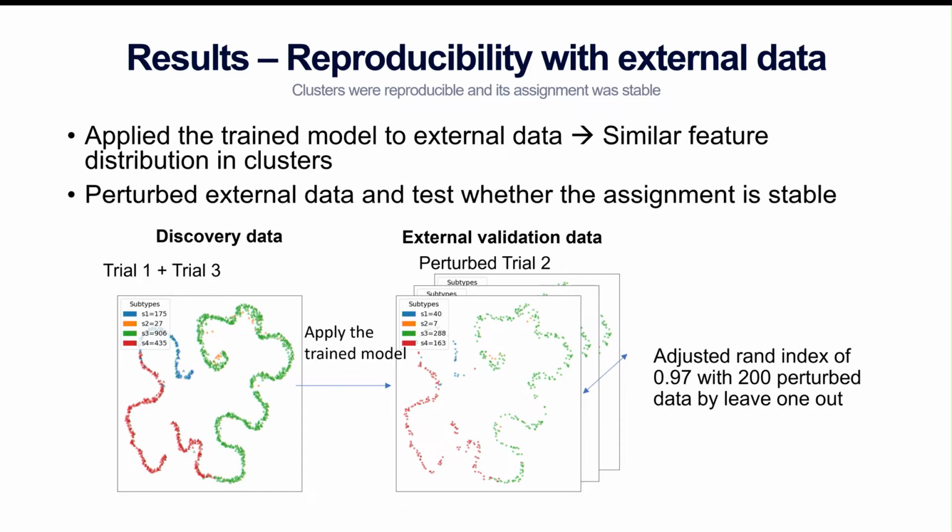And we also test whether this clustering is stable. The clustering is based on a stochastic method, so there's a lot of randomness whenever we run this model, even on the same data. So we try to make sure the model is really stable. We did a little bit of perturbation on external data and checked whether the clustering is consistent using the adjusted Rand index. We found that it's really stable, and the features in each cluster are also well preserved in the external data.